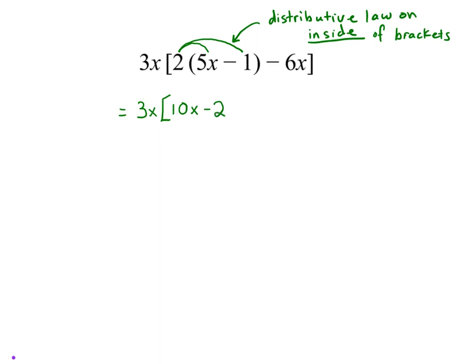Now, we do not multiply the 2 with the negative 6x, because as soon as you see a bracket, you stop the distributive law. So that negative 6x is just left there at the end. Then you're going to collect like terms. So the like terms are negative 2 and negative 6. So negative 2 subtract 6 is negative 8.